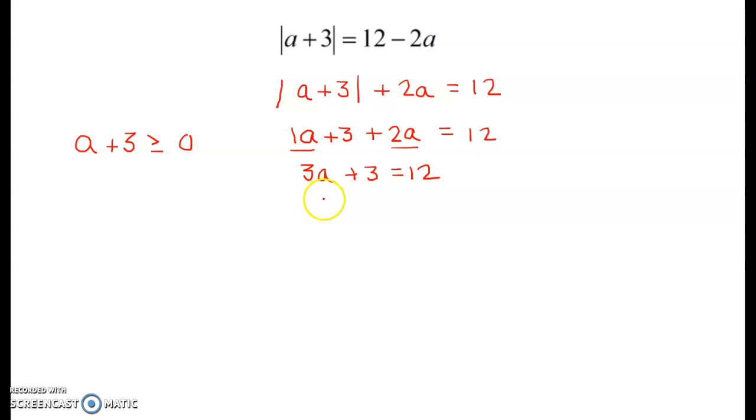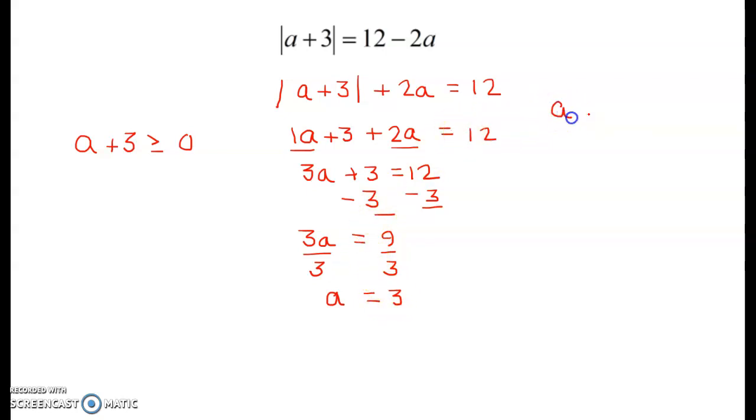So I've got to undo the addition by subtracting 3 from both sides. And I get 3A is equal to 9. And then I have to undo the multiplication by dividing. And I told you by graphing on my calculator, I knew there's a solution at A is equal to 3. Now here's the tricky part.